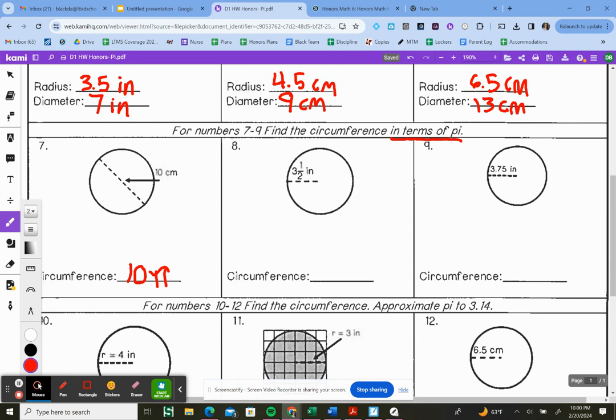Here we've got the radius is 3.5, so that means the diameter is 7. So I can just say the circumference is 7 pi, 7 times pi. And number 9, let's see, 3.75 times 2, 7.5. So I could just say diameter 7.5 times pi, 7.5 pi. So that's all it means when it says in terms of pi. Just write the diameter and write pi.